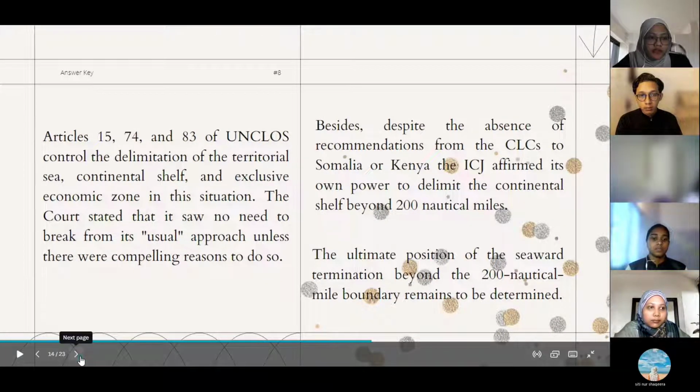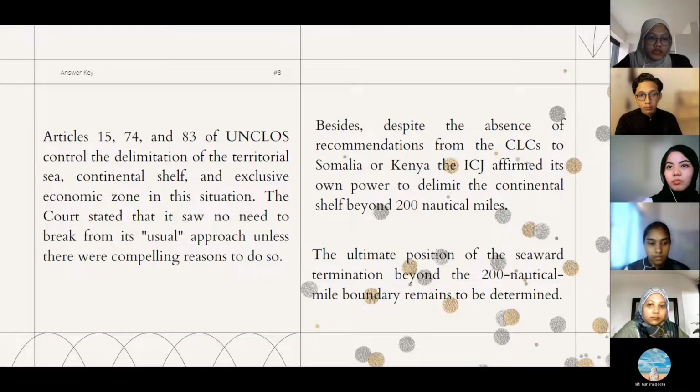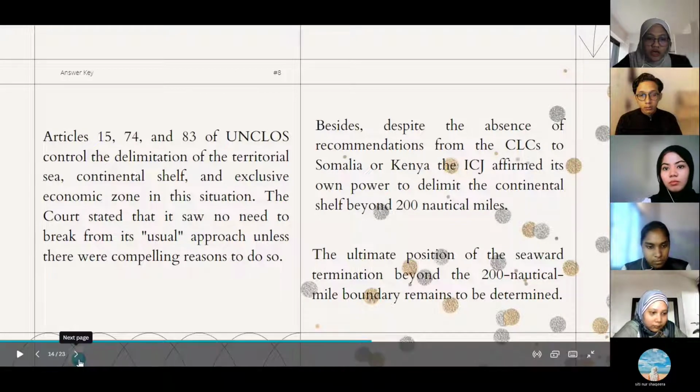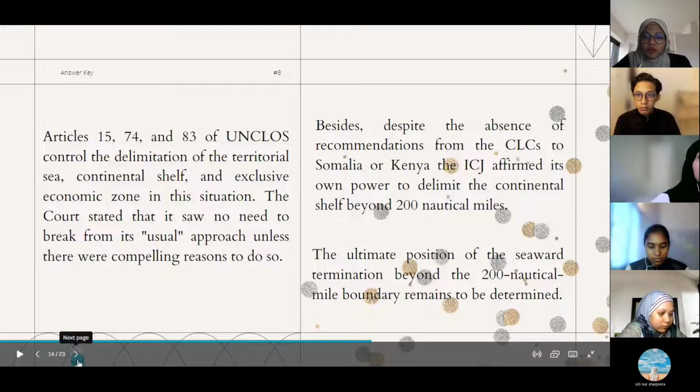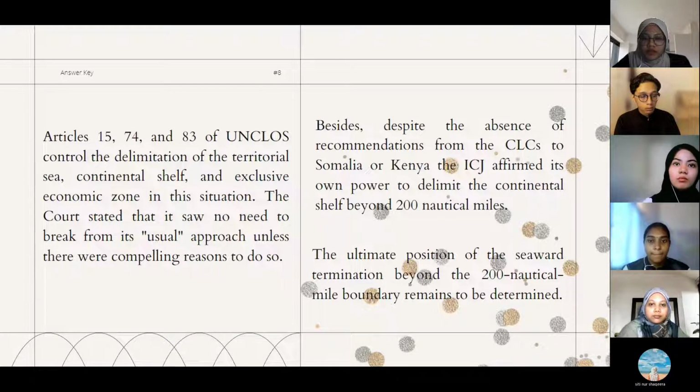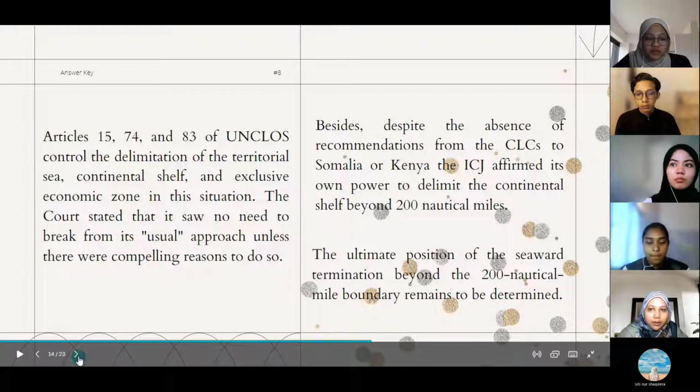Articles 15, 74 and 83 of UNCLOS control the delimitation of the territorial sea, continental shelf, and EEZ in this situation. The court stated that it does not need to break from its usual approach unless there were compelling reasons to do so. Besides, despite the absence of a recommendation from the CLCS to Somalia or Kenya, the ICJ affirmed its own power to delimit the continental shelf beyond 200 nautical miles. According to the CLCS, the ultimate position of the seaward delimitation beyond the 200 nautical miles boundary remains to be determined.